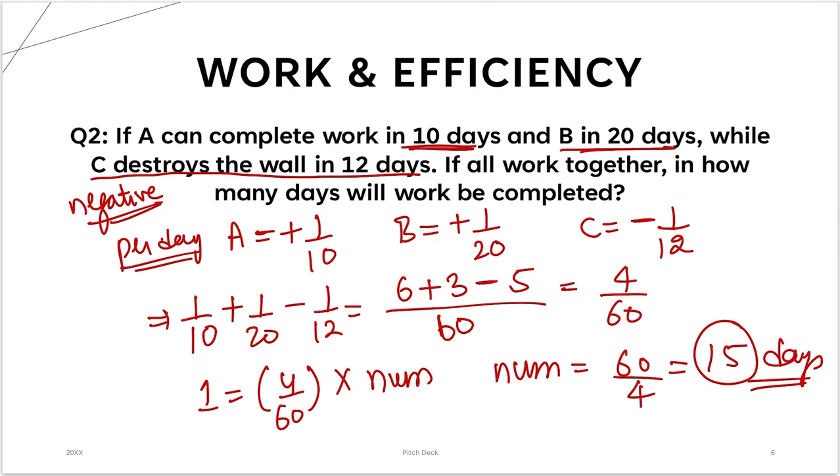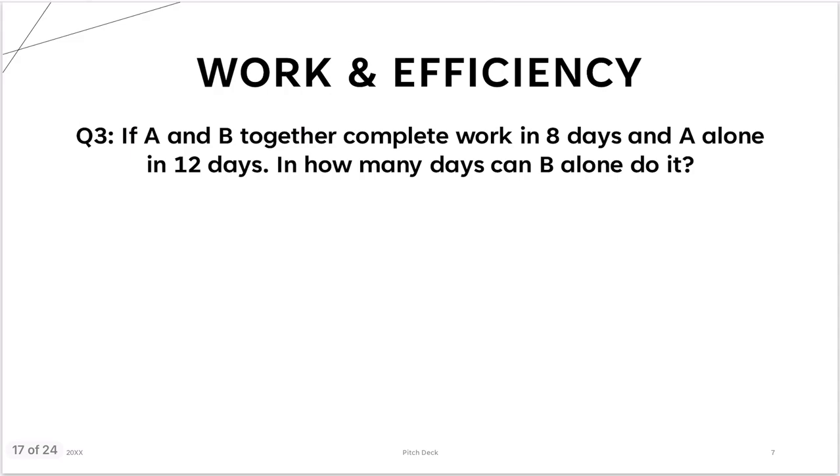Why? If A and B were working together, doing positive work, it would have taken less than 10 days. But what happened? C is there to destroy the work. That is why it is taking even more time. C is negatively contributing towards the project. I hope this is clear. This part is done. Now, this is another question.